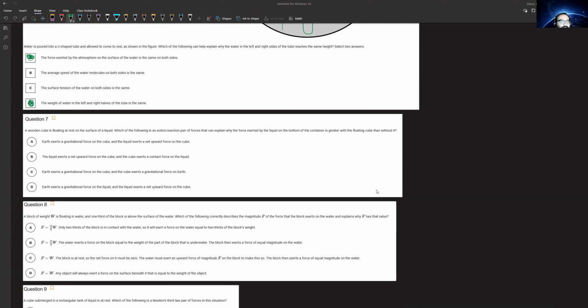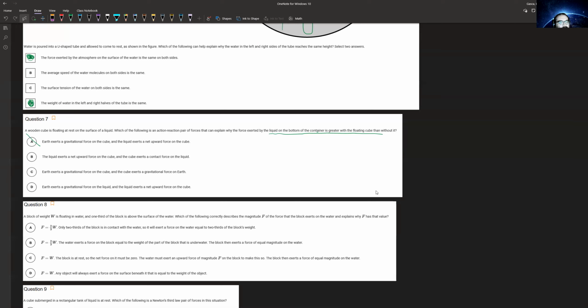Alrighty, so we need to find an action-reaction pair that explains why the force exerted by the liquid on the bottom of the container is greater with a cube in it than without it. Choice A: the earth exerts a gravitational force on the cube, and the liquid exerts a net upward force on the cube. Hopefully we recognize that this is the gotcha. Definitely the water reacts to the cube being placed on it and pushes up, but that is not an action-reaction pair. Nobody chose this answer, so we can skip it.